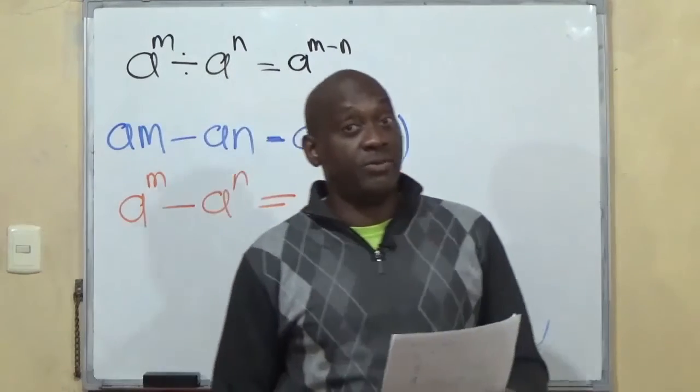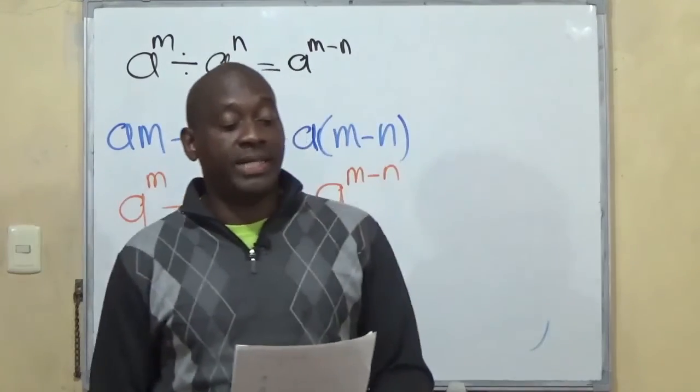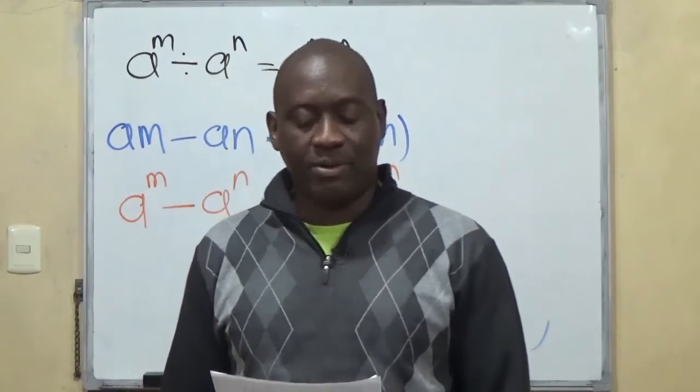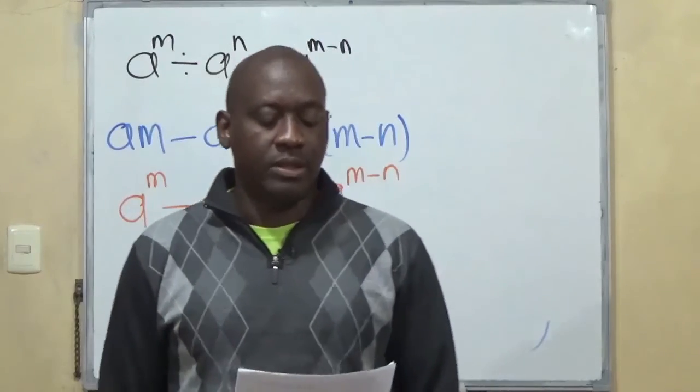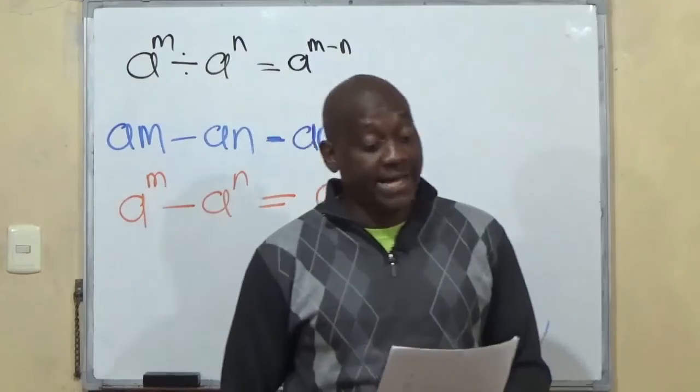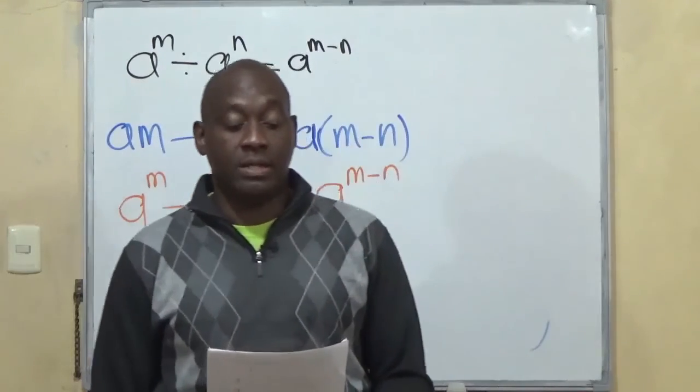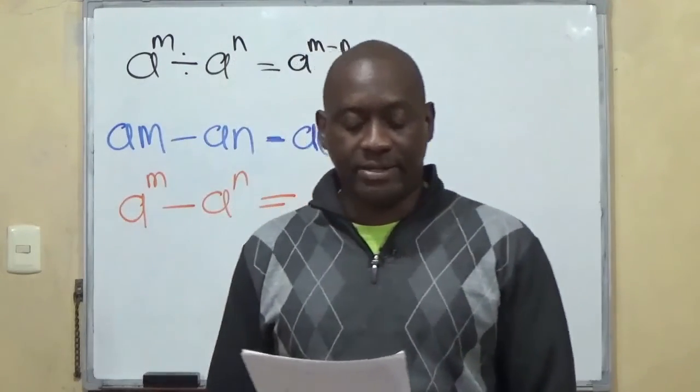First rule, a to the power of 0 is equal to 1. Second rule, a to the power of m multiplied by a to the power of n is a to the power of m plus n. And the third rule, a to the power of m divided by a to the power of n is a to the power of m minus n.